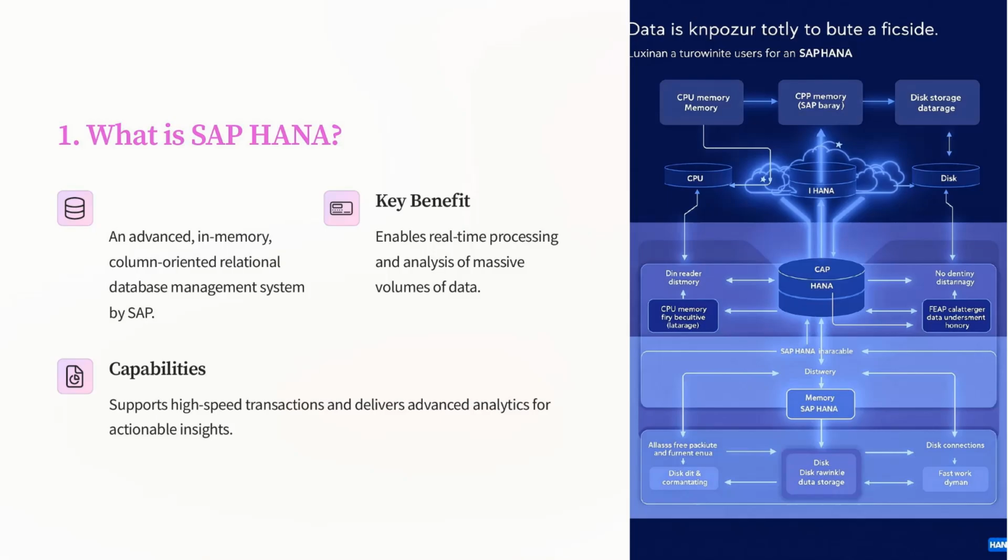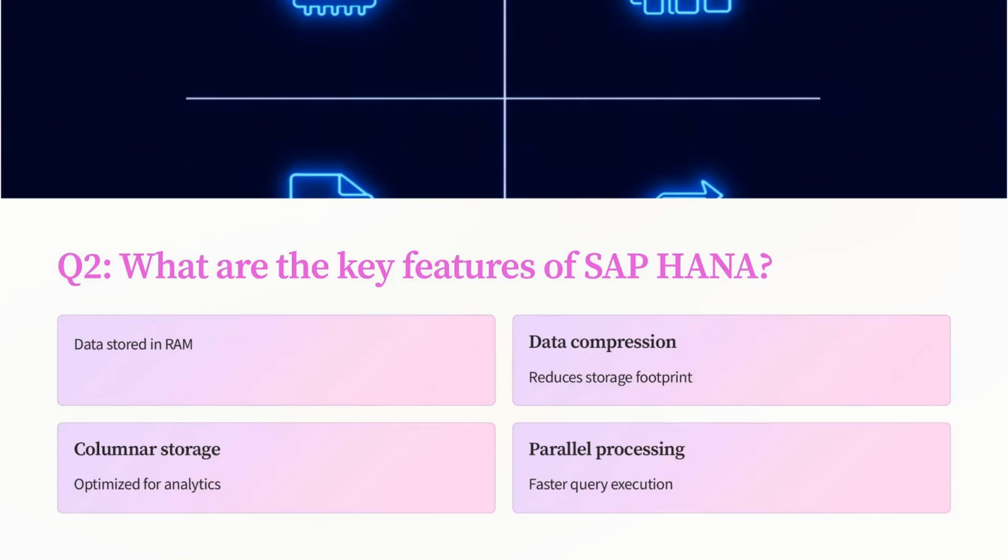Let's move on to the next important question. 2. What are the key features of SAP HANA? Key features include in-memory computing, data compression, columnar storage, parallel processing, real-time analytics, and integration with multiple data sources.